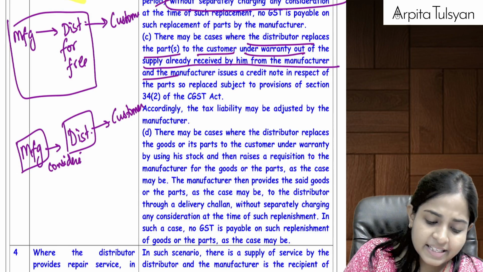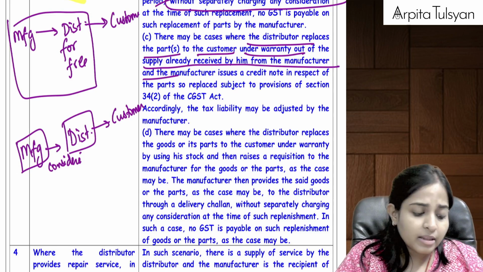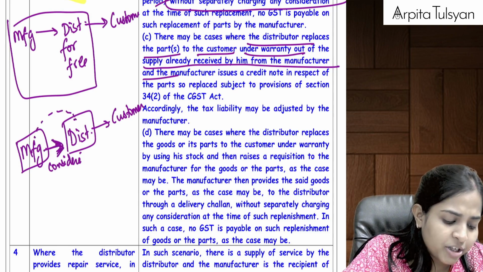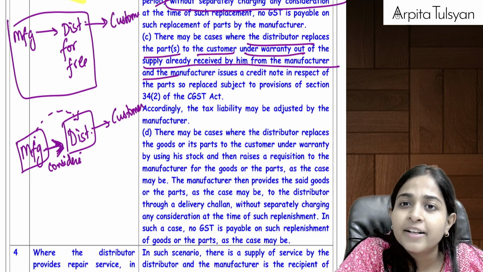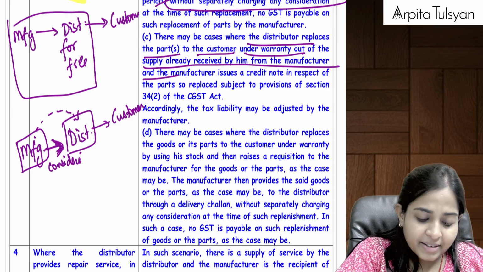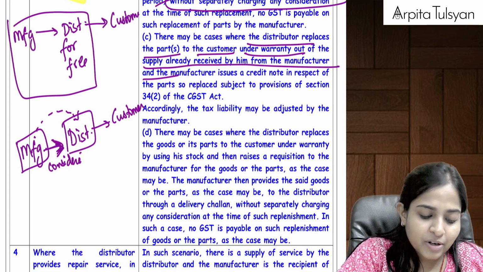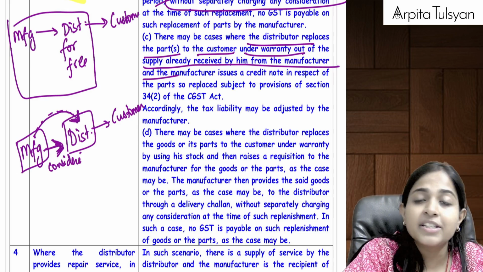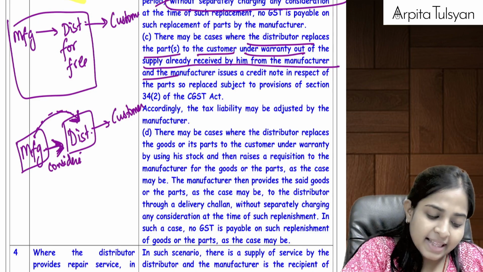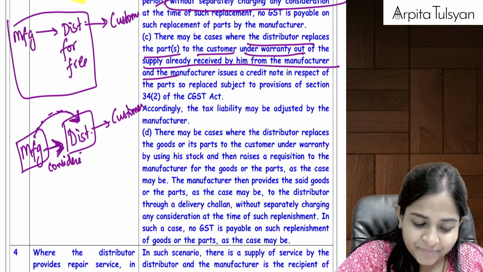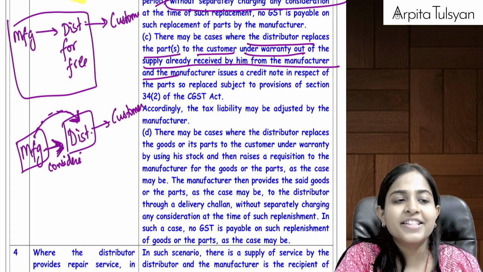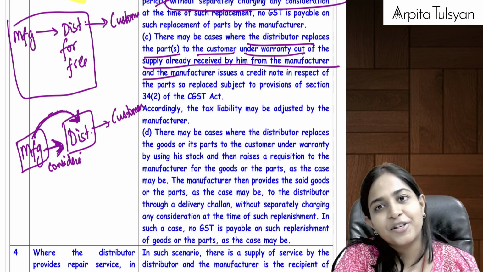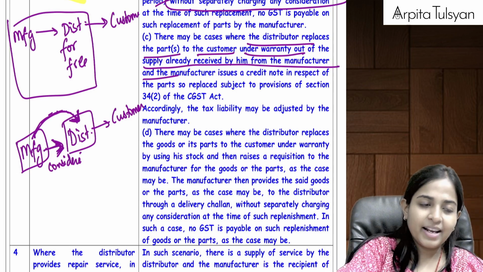Means in that case, can we say this supply was already recorded? Manufacturer to distributor, this supply was already recorded, right? Yes. So now in this case, if the sale bill was already made, and the distributor had already paid for the same, then already GST was applicable on the same. Are you clear with this? Then already GST was applicable at the time of supply that was done by the manufacturer to the distributor. Yes. Okay.